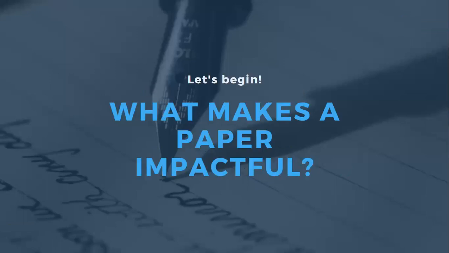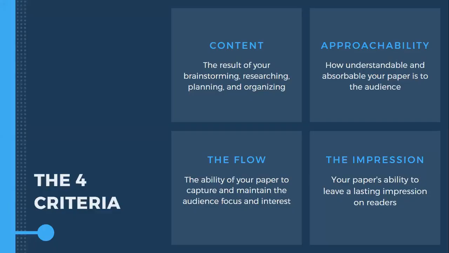So first, what makes a paper impactful? I think I kind of spoiled myself a little bit there earlier. So there are 4 criteria. First one is the content, which is the result of your brainstorming, researching, planning, and organizing that is going to be manifested in your outline and in your draft later, right?